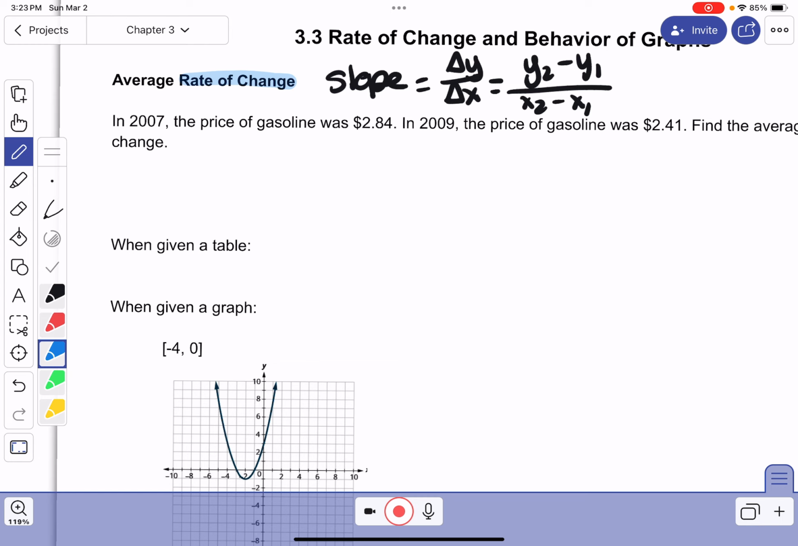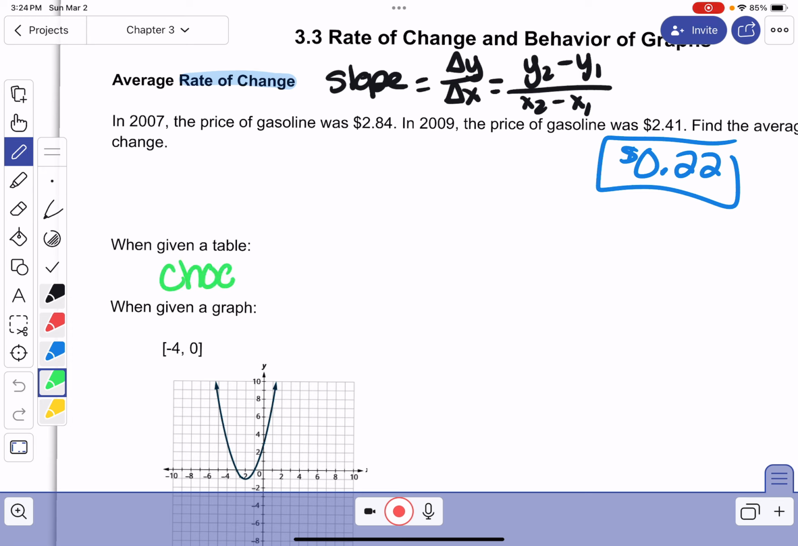If you're given a table of a whole bunch of points, then what you're going to do is you're either going to select 2 if they tell you it's linear, or you're going to use the given information to do that. So you would just use whatever is there to get your 2 points and then use the slope formula.